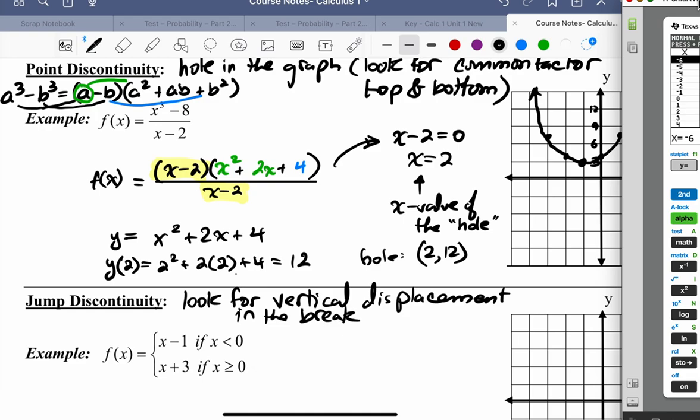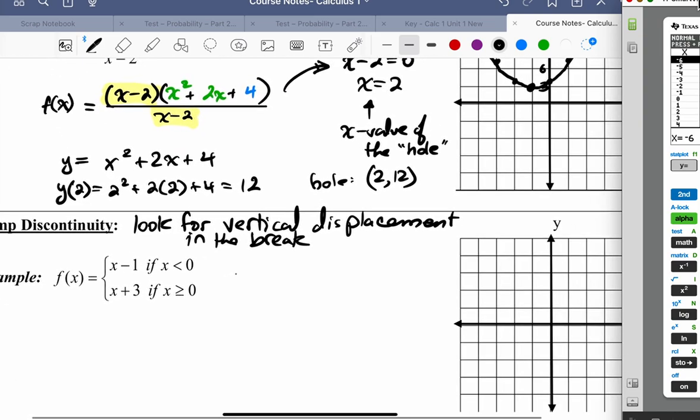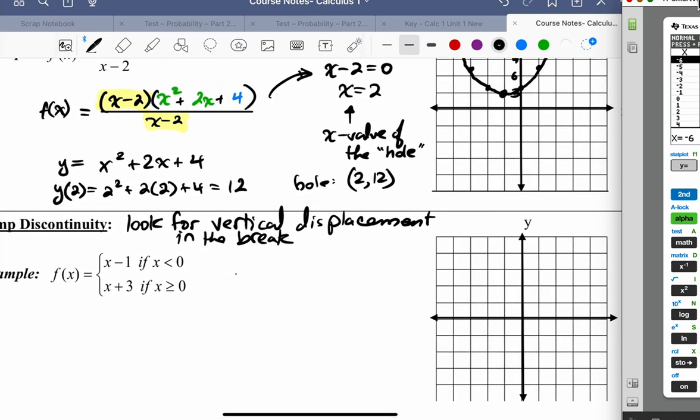Now these are relatively reasonable values in terms of the pieces that make up the piecewise function. They're not absurd. So we can graph this fairly quickly, I think. So we have y equals x minus 1. y equals x plus 3. But the y equals x minus 1 only applies when x is less than 0.